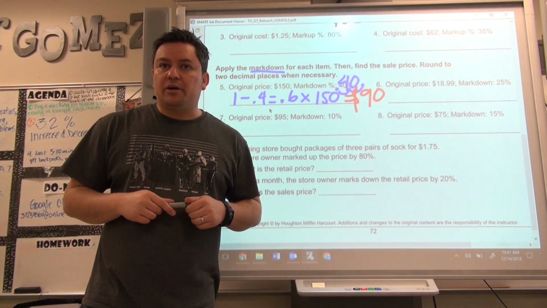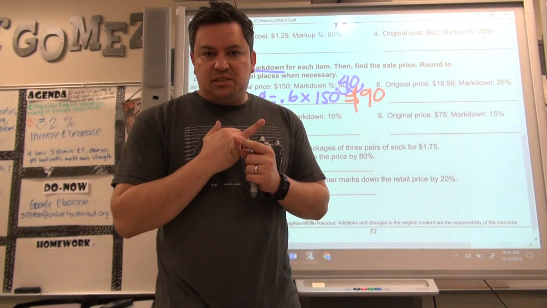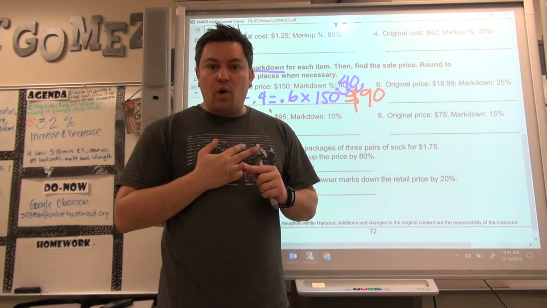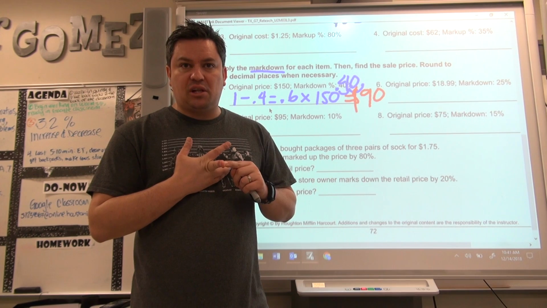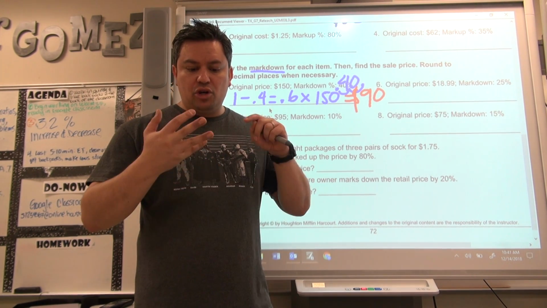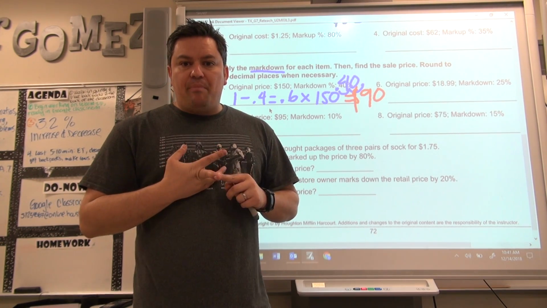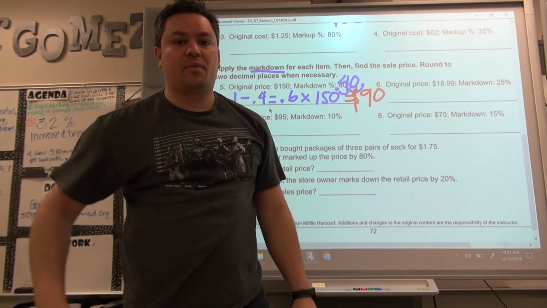Any questions so far? Again, for markup, convert percent to decimal, add 1 to that, and then multiply by the original amount. For markdown, convert percent to decimal, take that number away from 1, and then multiply by the original amount.